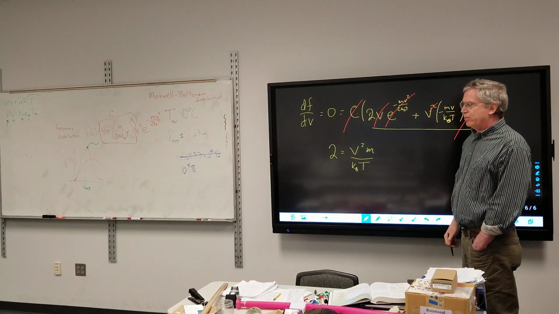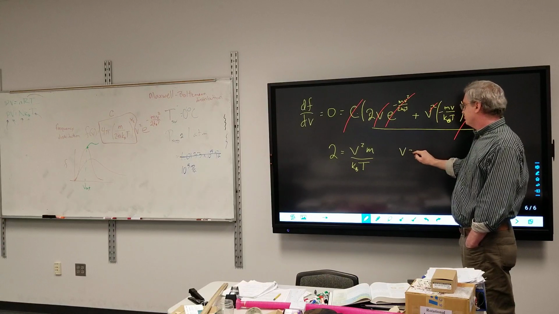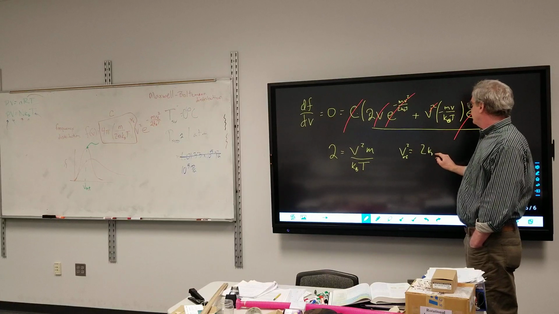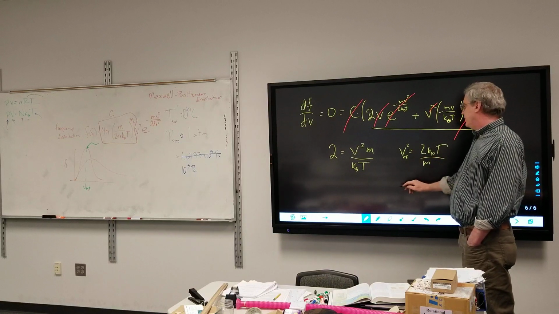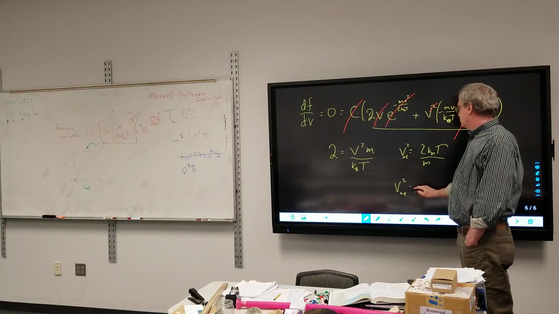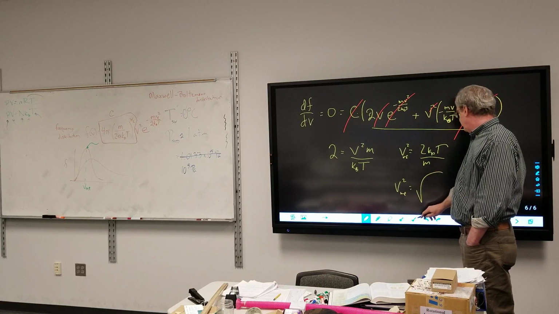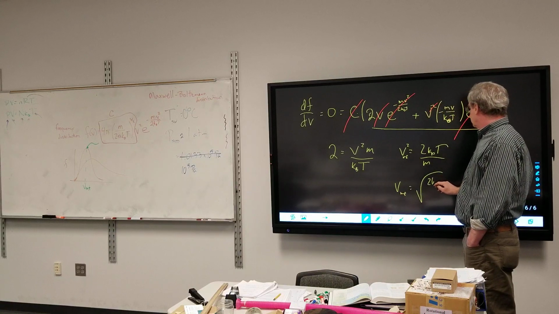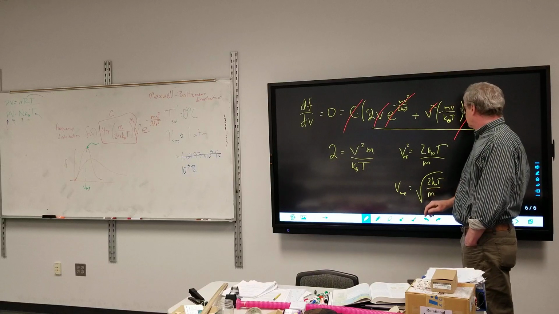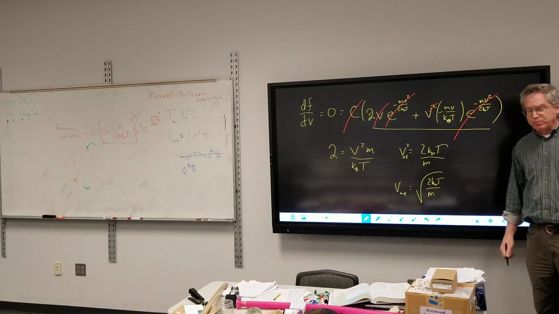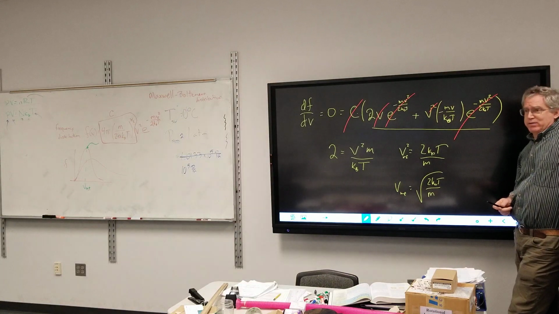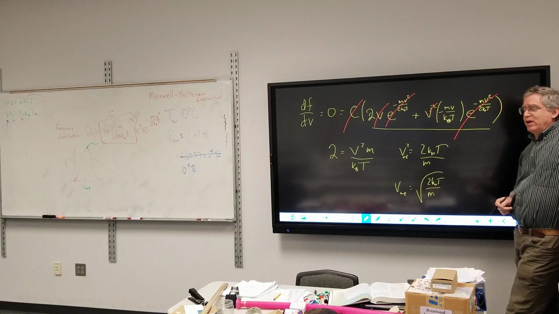Since we're trying to find the most probable speed, solve for v. Square root of 2k_BT divided by m. So we have the most probable speed. We're going to take a small little break here. We're going to come back and we're going to now find average speed. If nothing else, an exercise in calculus. The physics of motion.